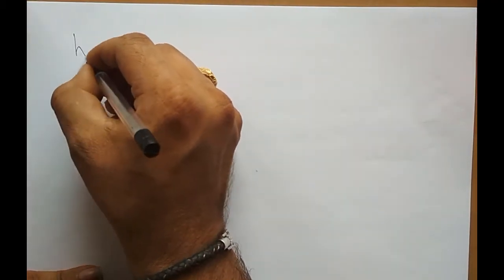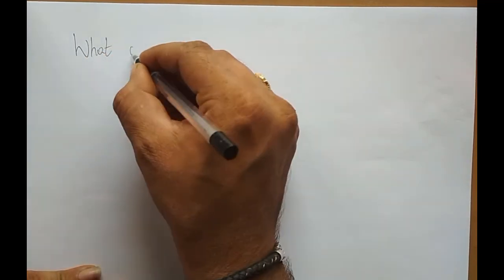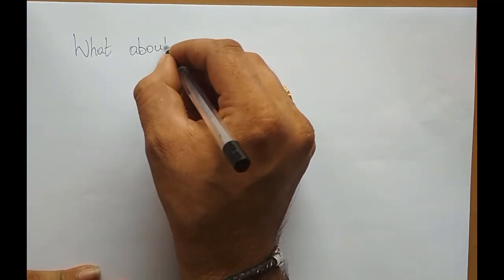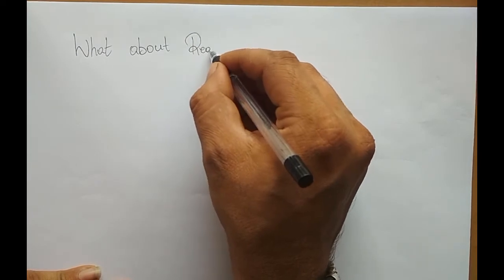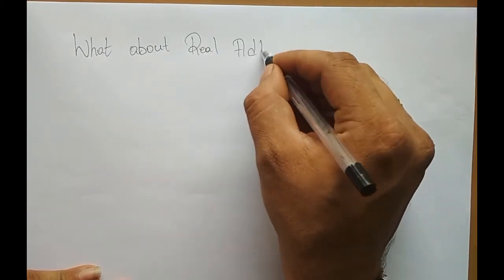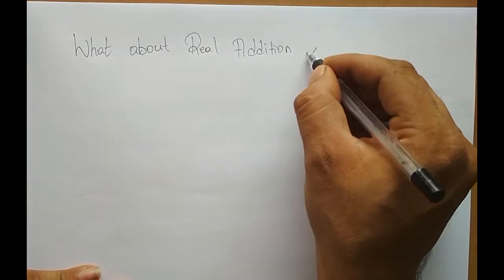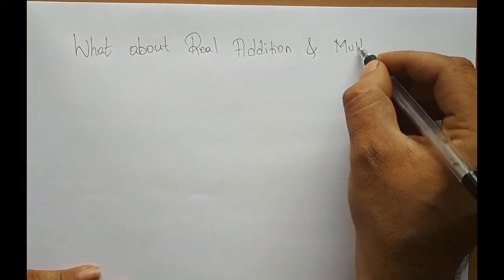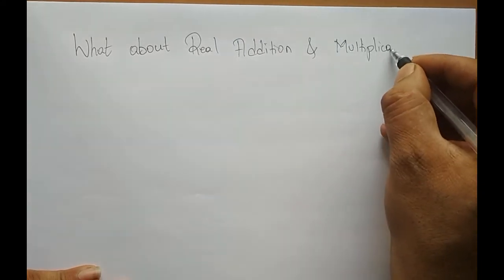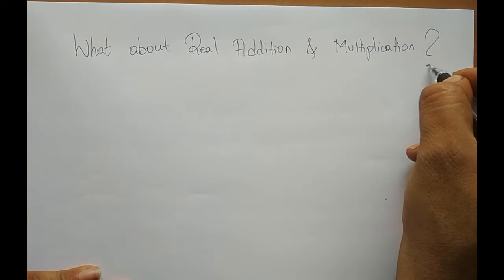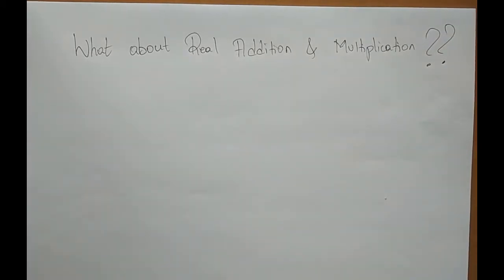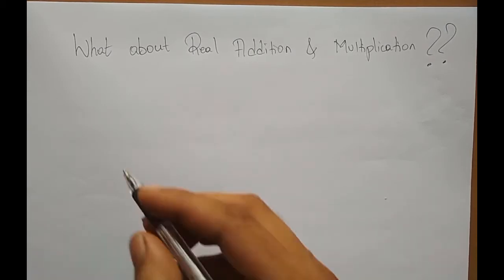Now, what about real additions and multiplications? So how many real additions and how many real multiplications are required to find the N-point DFT if I use the formula? So that is the question, right?